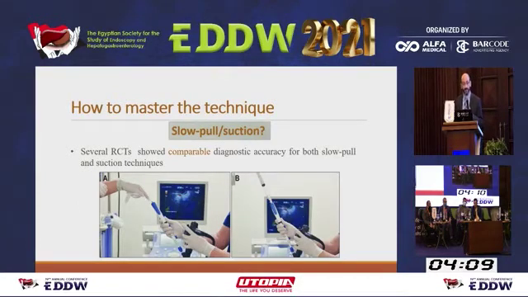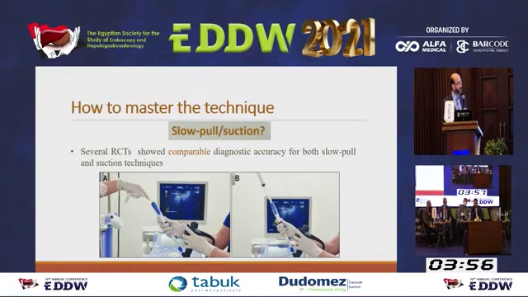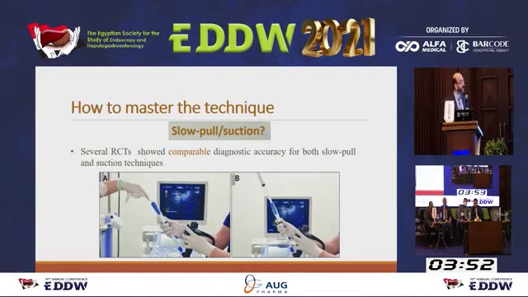The third question is to use slow pull technique or suction technique. Slow pull means during movement inside the lesion, the stylet is withdrawn slowly to create a slow negative suction inside the needle. Suction technique means using a syringe for applying negative suction during movement inside the lesion. Both have comparable diagnostic accuracy.